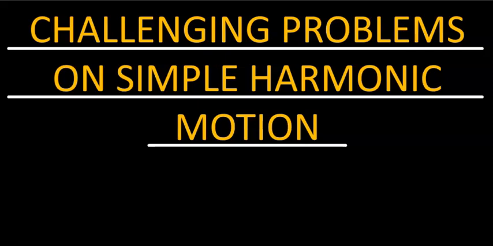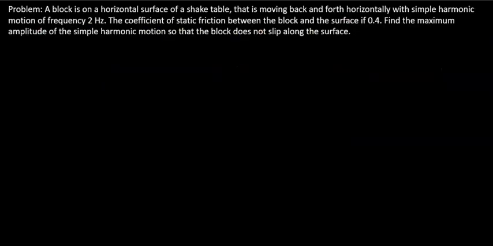In this video, we shall look at a couple of challenging problems on simple harmonic motion. Problem 1. A block is on a horizontal surface of a shake table that is moving back and forth horizontally with a simple harmonic motion with frequency 2 Hz.